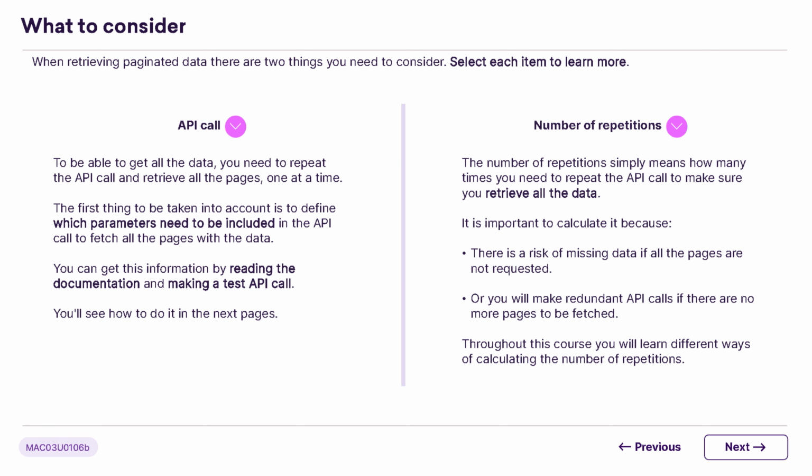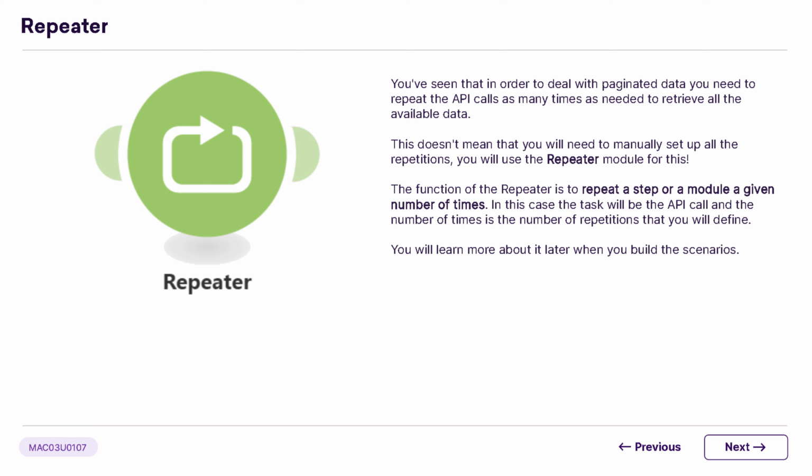To efficiently manage paginated data, you'll need to repeat API calls to gather all the information available. This could seem daunting, but thankfully the repeater module simplifies the process. Its primary role is to automatically repeat a task, such as an API call, a specified number of times. You determine the exact number of repetitions based on the data you need to retrieve. This approach helps streamline your workflow and ensures you don't miss any data. As you build scenarios later on, you'll delve deeper into how this module can be effectively utilized.